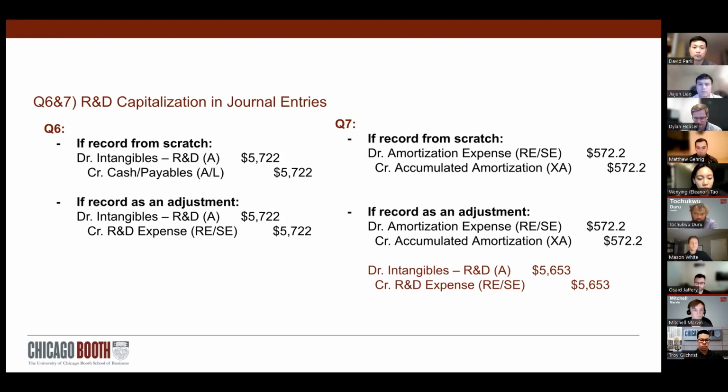For question 7, we'll assume the residual value for capitalized R&D is 0 and amortization is happening on a straight line basis. So 2009 is actually year 1 for amortization, which is 572.2 million. The journal entry in 2009 would be we debit amortization expense for 572.2 million and credit accumulated amortization for the same amount. But if we're adjusting journal entries from the original financial statements, besides what we have, we will also need to debit intangibles for R&D for 5,653 million and credit R&D expenses for the same amount.